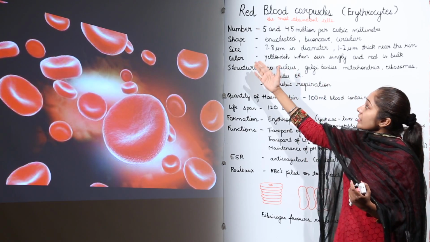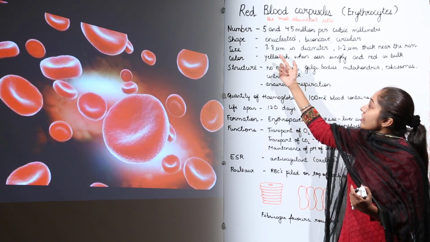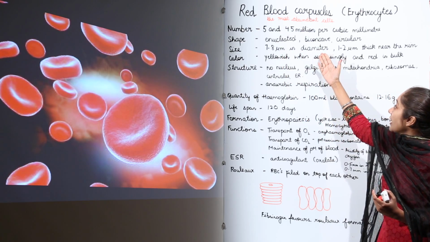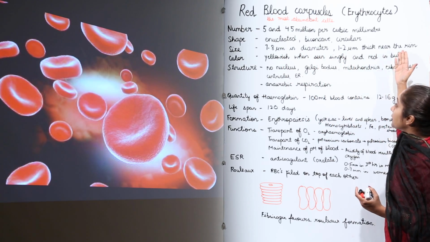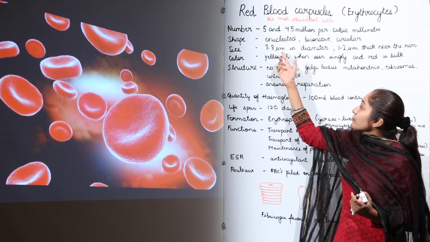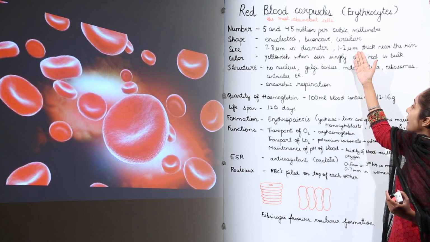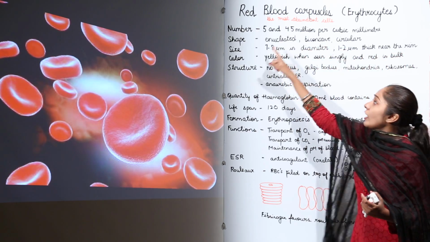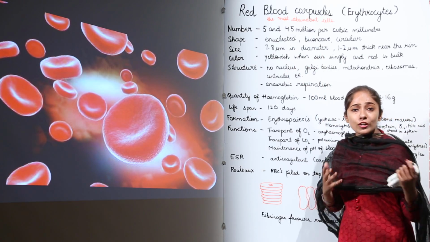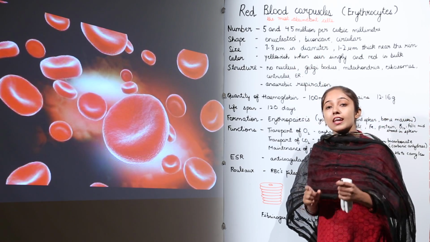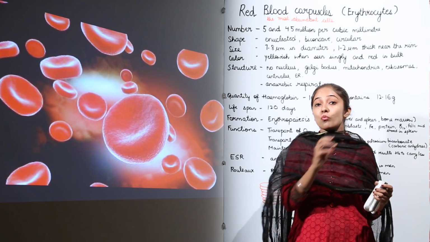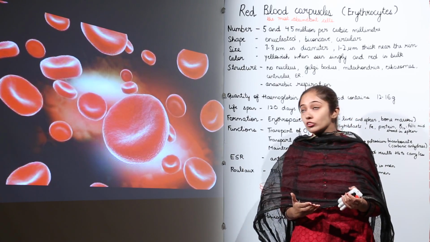Then let's talk about the size of RBCs. They are 7 to 8 micrometer in diameter and 1 to 2 micrometer thick near the rim. So you can make out that they have a very small size. As I told you earlier, their small size allows the RBCs to pass through very thin capillaries also.